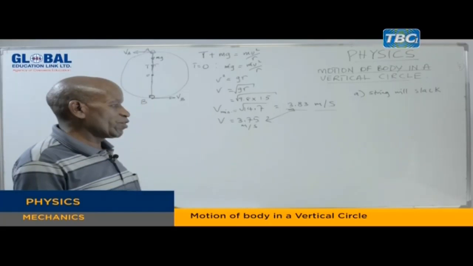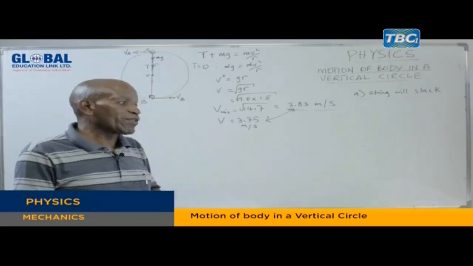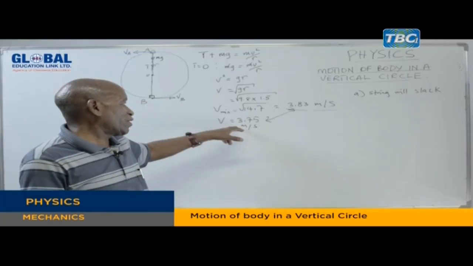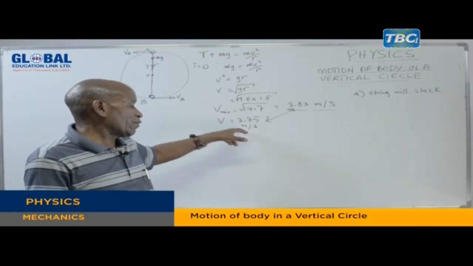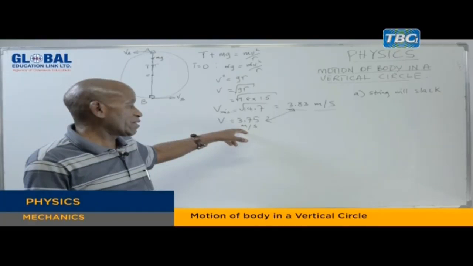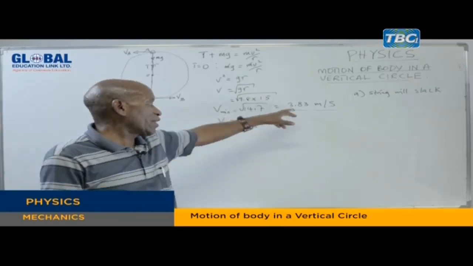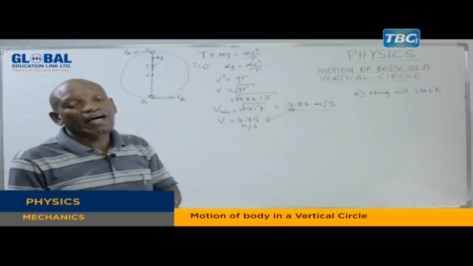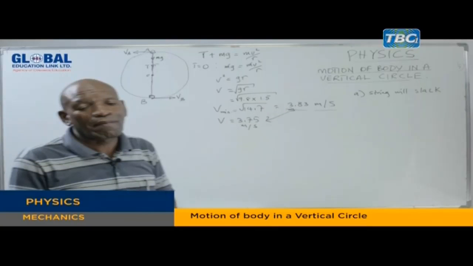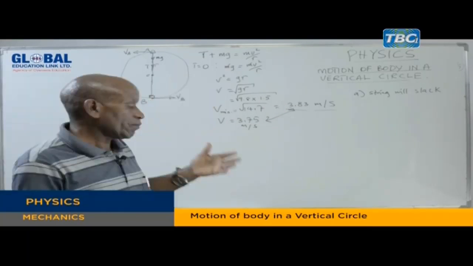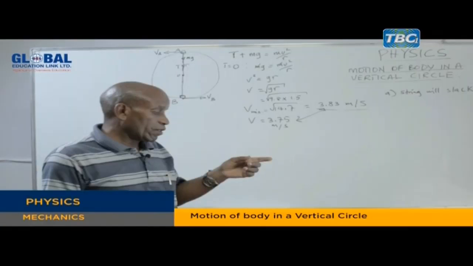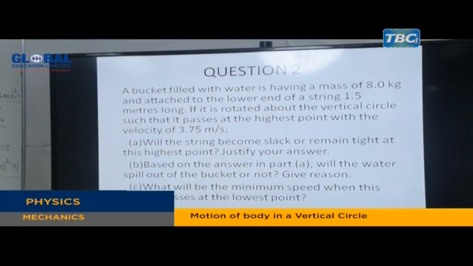So if we are basing on part A, the water will spill out, because the velocity given to the bucket is smaller than the actual minimum velocity which that bucket is supposed to possess. Okay, we go to part C. What will be the minimum speed when the bucket passes at the lowest point?